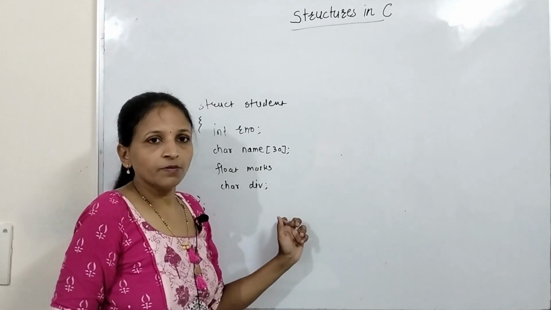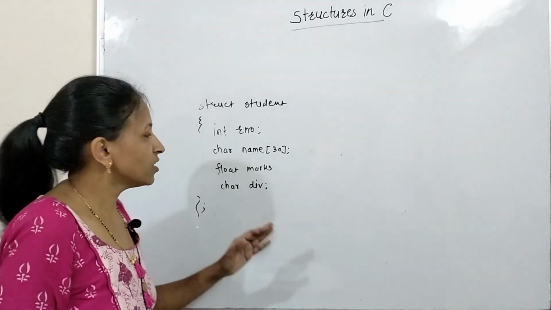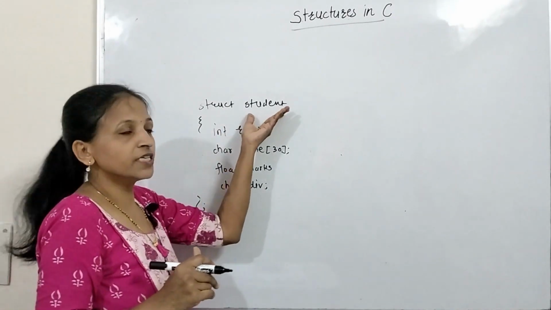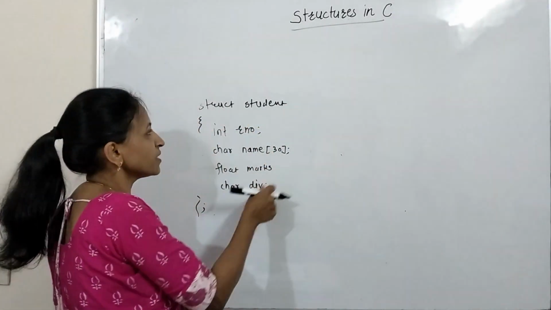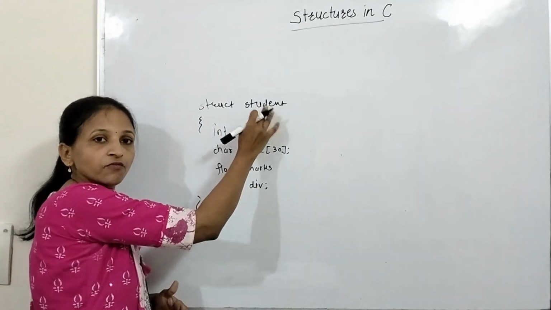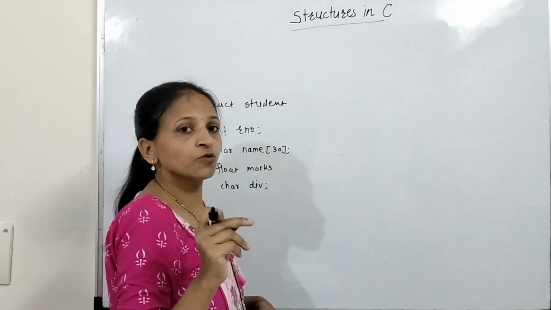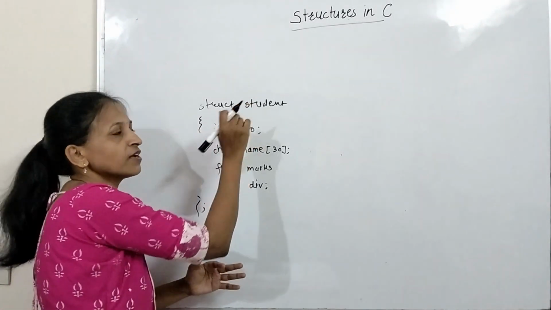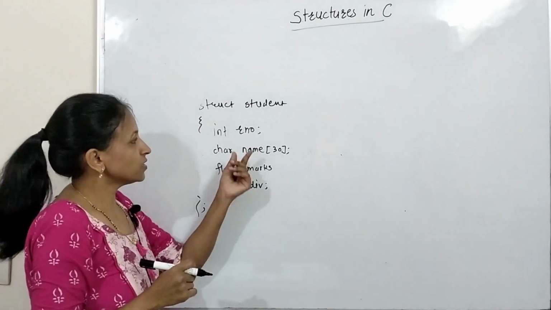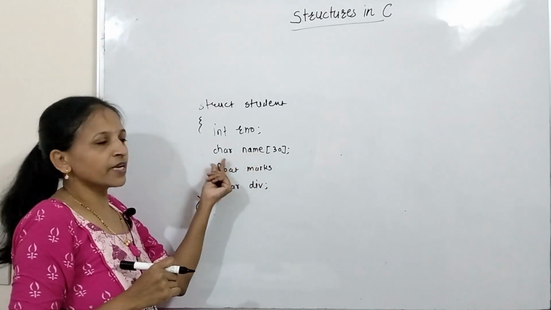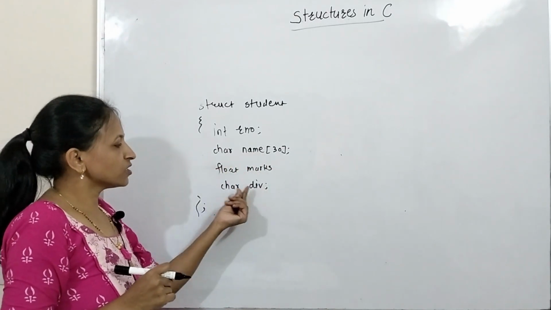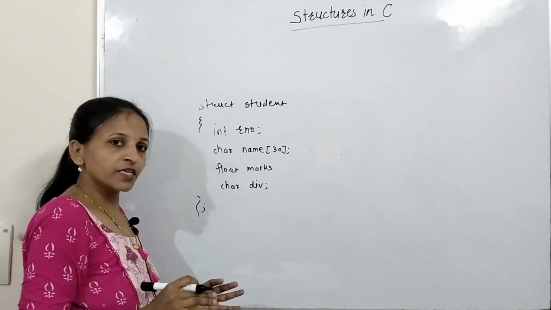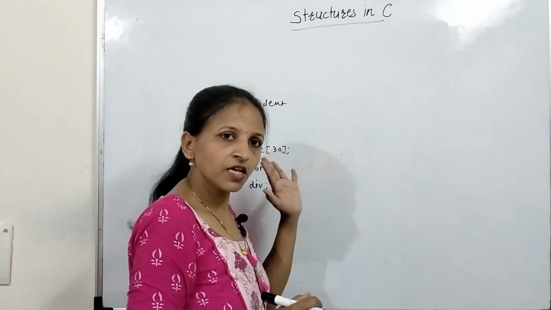Using the structures concept, we can group together different kinds of data about any entity. Now all this information is about a student. We can use the structure concept to group together different kinds of data elements about any individual entity. This is of type integer, this is of type character array, this is of type float, this is of type char. No problem will be there. Even you can group together the same type of data with the help of a structure.